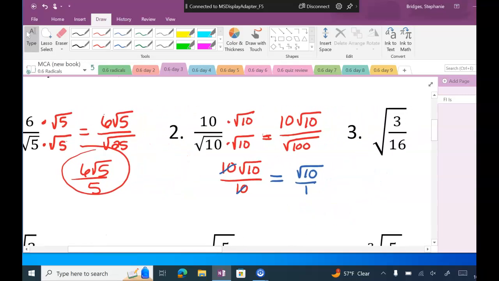And then the only other thing I would want to check is, can the square root of 10 simplify? Do any of these perfect squares divide into 10? No, so I would just leave my answer. You can leave it over 1 if you want to, but you can also just leave it as the square root of 10.